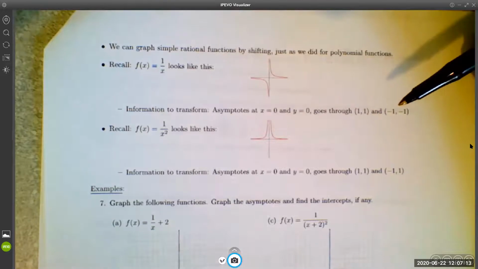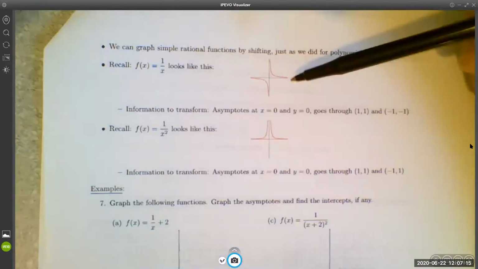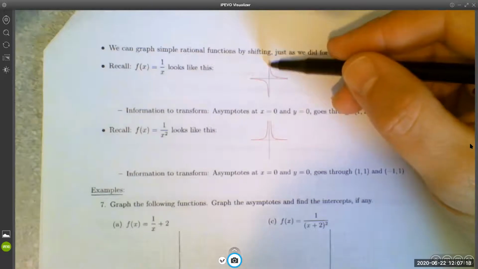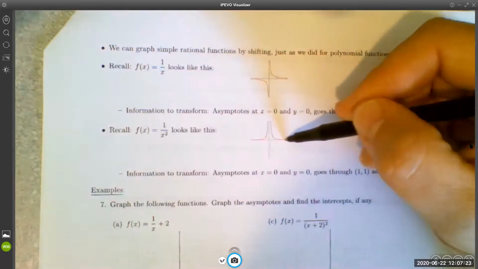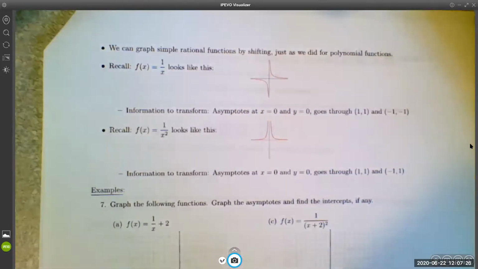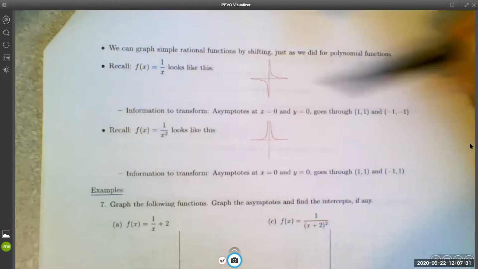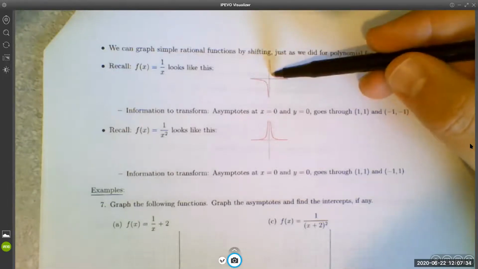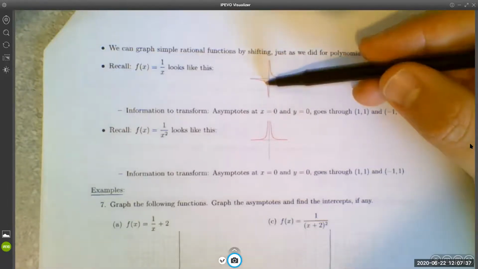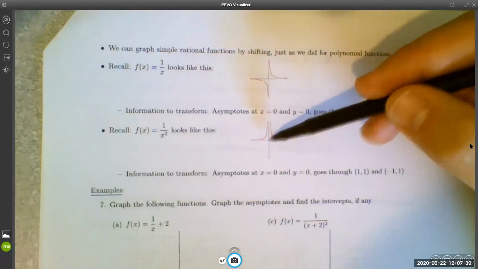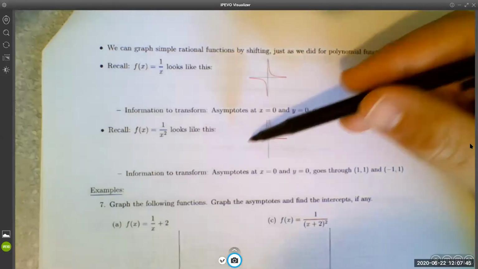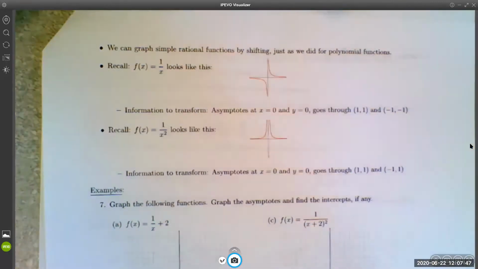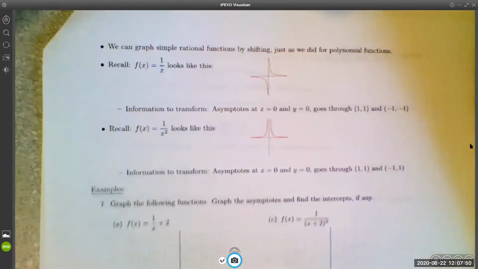The pieces of information that I need you to graph for these are the asymptotes. First of all, they both have a vertical and a horizontal asymptote at 0. And then the other thing that I need you to plot are, for 1 over x, the point 1, 1 and the point negative 1, negative 1. For 1 over x squared, I need you to plot 1, 1 and negative 1, 1. If you do that and you have the basic shapes of these graphs memorized, then you should be able to graph them.